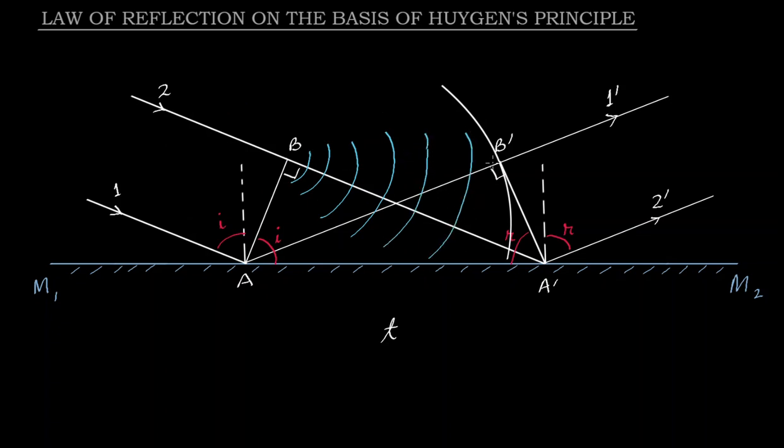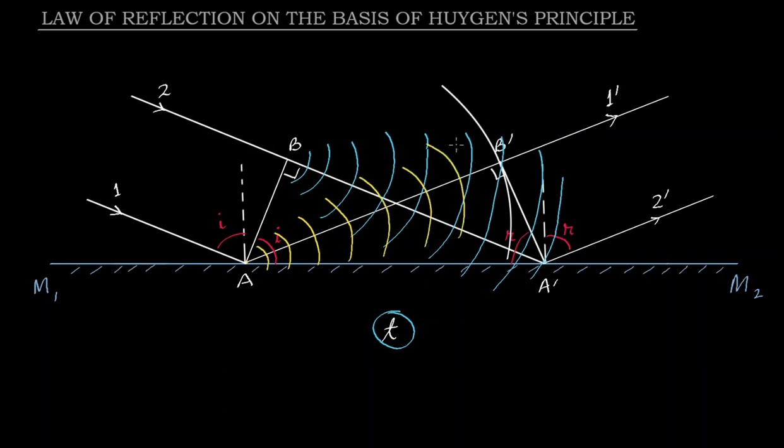So with time, this ripple will grow, and after some time it will strike this point A dash. Let's say after time T, the ripples from point B grow and travel and strike the mirror at A dash. Is that clear here? Similarly, the ripples from point A, let me draw that with yellow. At the same time, the ripples from point A will grow like this, travel, and in the same time T, reach this point.